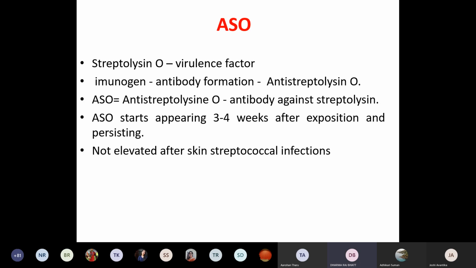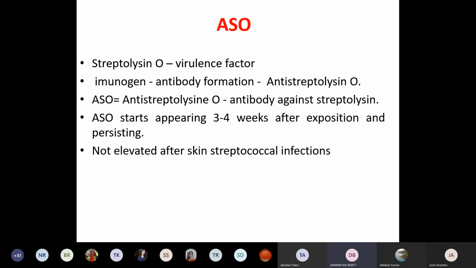So this ASO is a virulence factor we have discussed earlier. It's an immunogen leading to formation of antibody-like substances. We call it anti-streptolysin O. Anti-streptolysin O is produced against streptolysin O, and the ASO level starts 3 to 4 weeks after exposure and then persists.